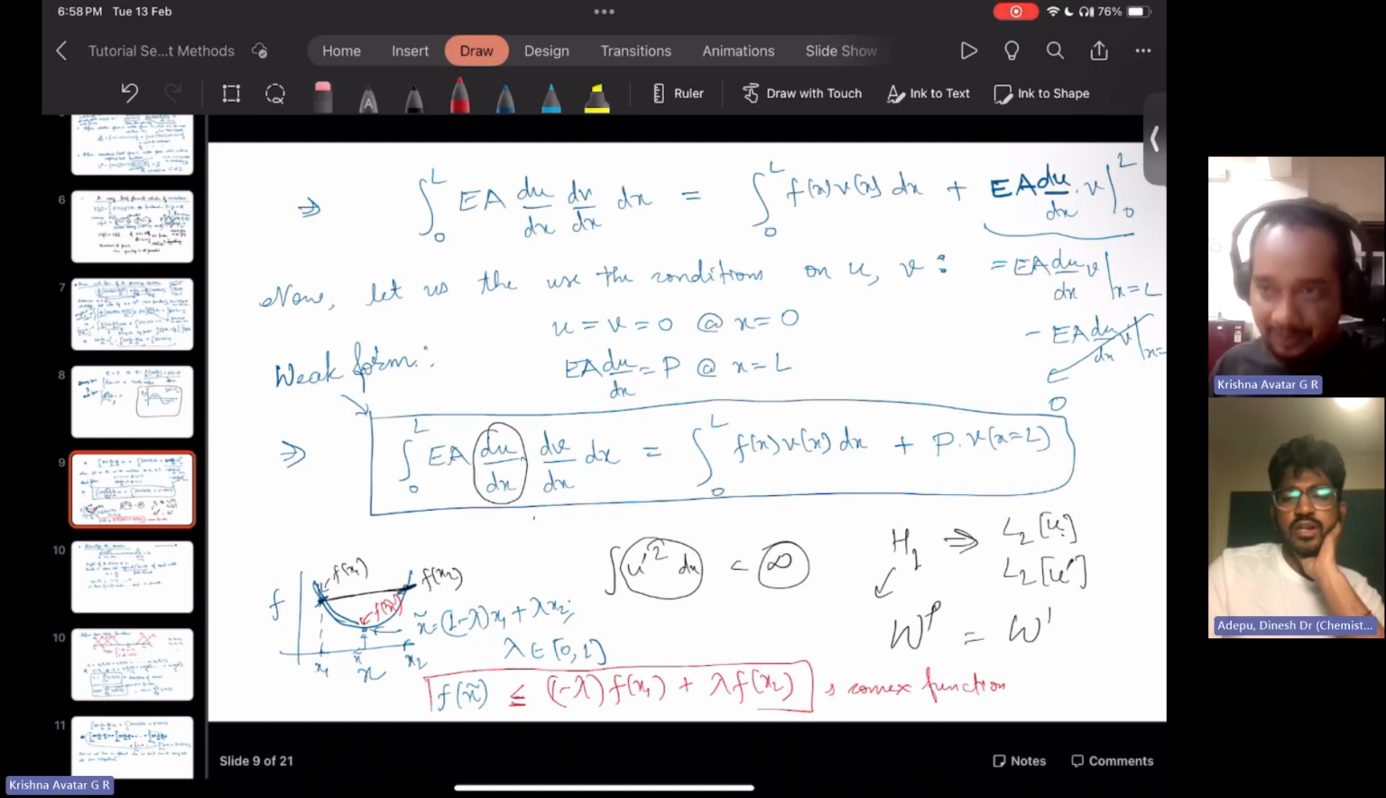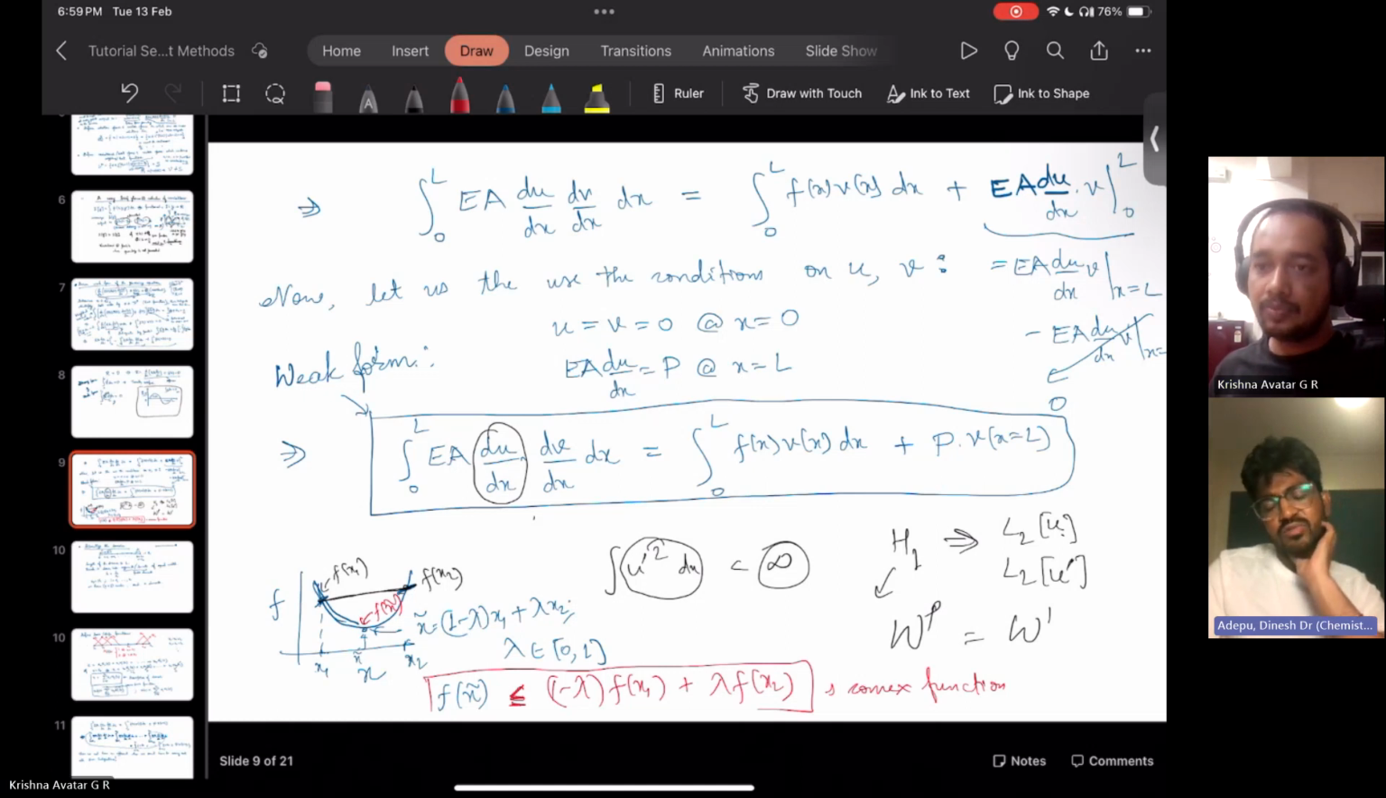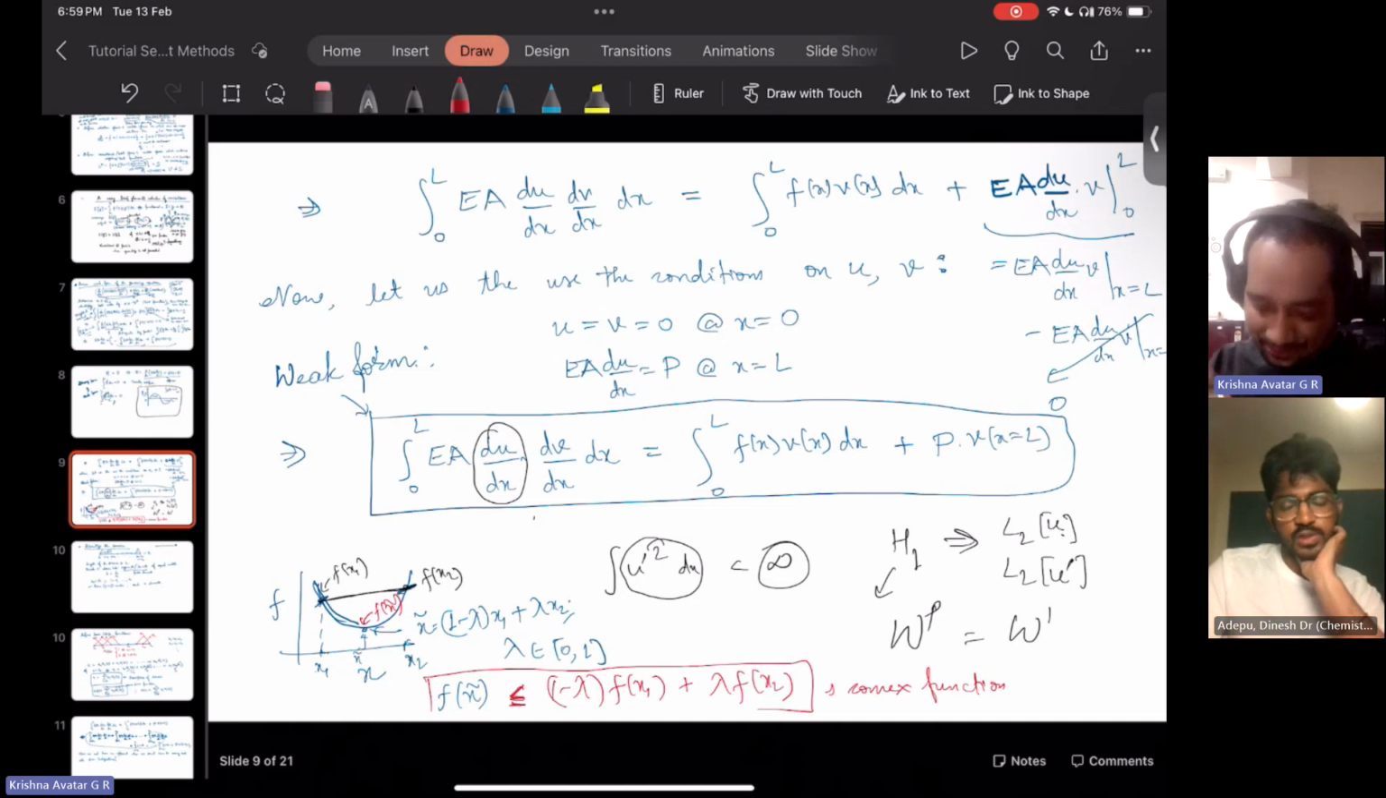Which means that this is always less than or equal to, then it's convex. And if it's always strictly less, then it's called a strictly convex function. So you're linearly interpolating between these two function values, and you have a function which should always be less than those two. Exactly. So in this function only you can find a minimizer.